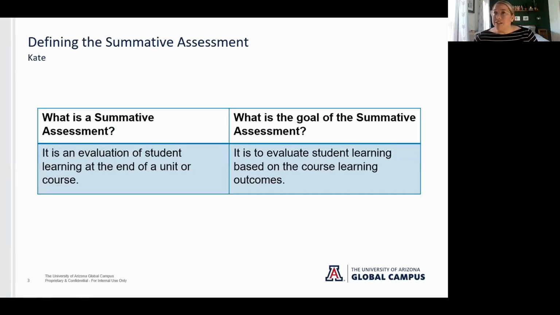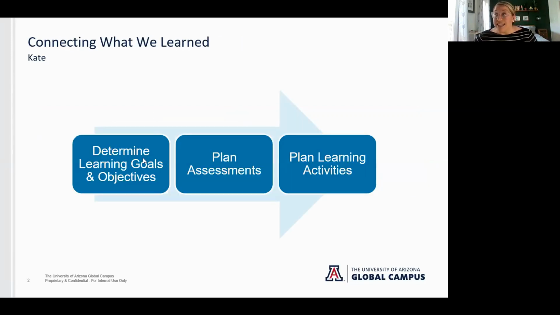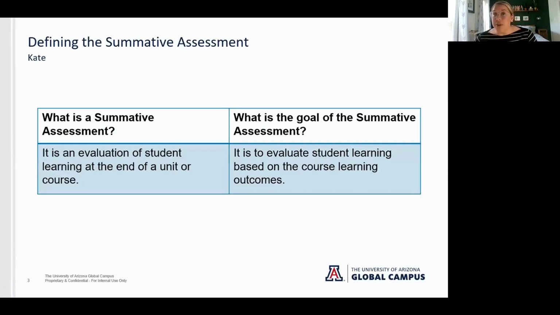So let's make sure that we are defining assessment the same way. What is a summative assessment? What we came up with is it is an evaluation of student learning at the end of a unit or course. What is the goal of a summative assessment? It is to evaluate student learning based on the course learning objectives. I want to point that out because these things go in order for a reason. We need to make sure that we have those learning objectives identified before we can move into the summative assessment. So that is going to be our focus today.